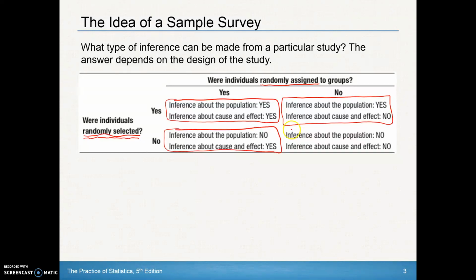And then the last thing, probably want to try to avoid this when possible, because again, you don't randomly select people and you don't randomly put them into groups. It's a really poor design. And then you can't make any inference about the population and you can't establish cause and effect.